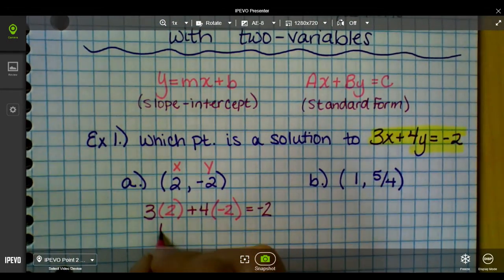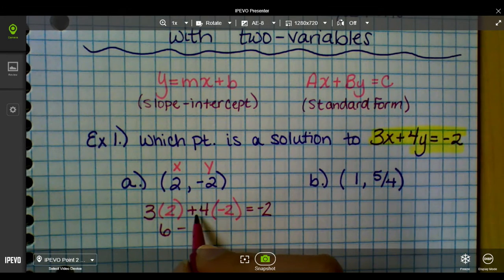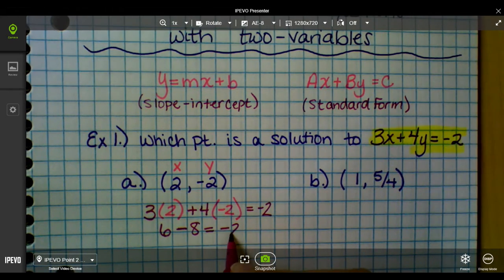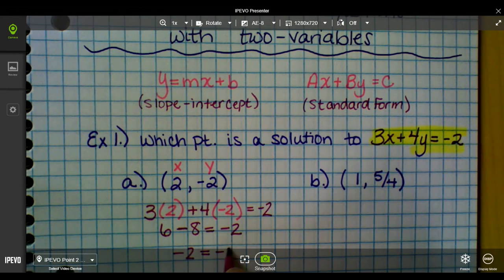So 3 times 2 is 6, and then 4 times -2 is -8. I don't like it when people write plus a -8, I'm just used to writing one sign or the other. That should equal -2, and 6 minus 8 is indeed -2. So this one does work out. Yes, this is a solution.